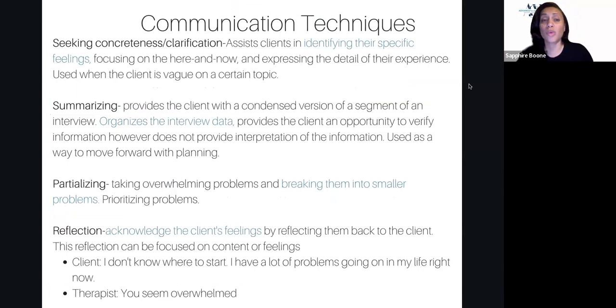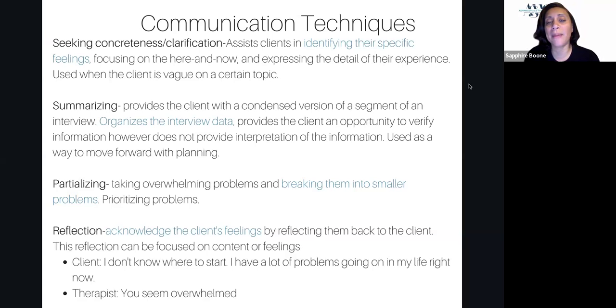Seeking concreteness or seeking clarification. This is when a client is vague in their information or they do not provide enough detail. So asking the client to go back to a certain topic would be to seek concreteness or to seek clarification in either something they said, or maybe you don't have enough information and you need them to provide you with more information.